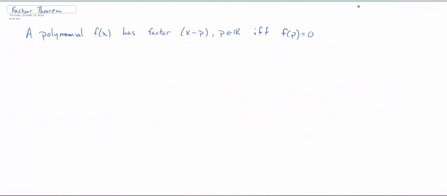So, let's take this a step further. We have the remainder theorem, now we have the factor theorem. A polynomial, f of x, has a factor, x minus p, where p is in the real numbers, if and only if, that's what the double f means, f of p equals 0. So when I substitute p into the polynomial, I better get 0. It better be a 0 of that polynomial.